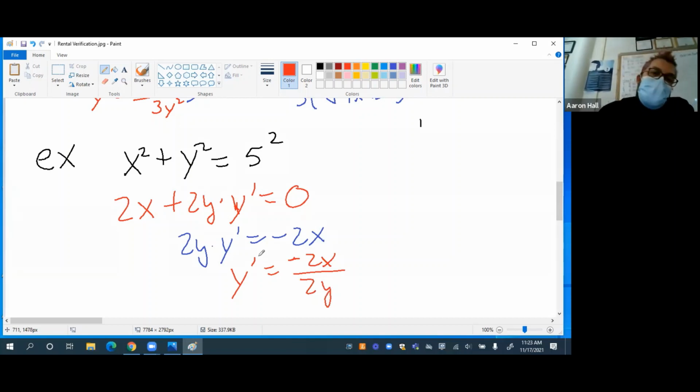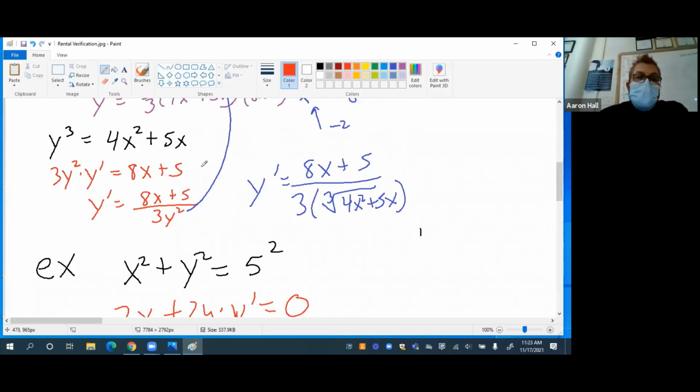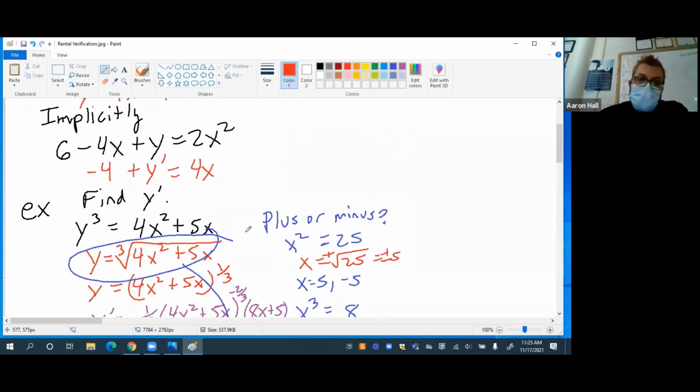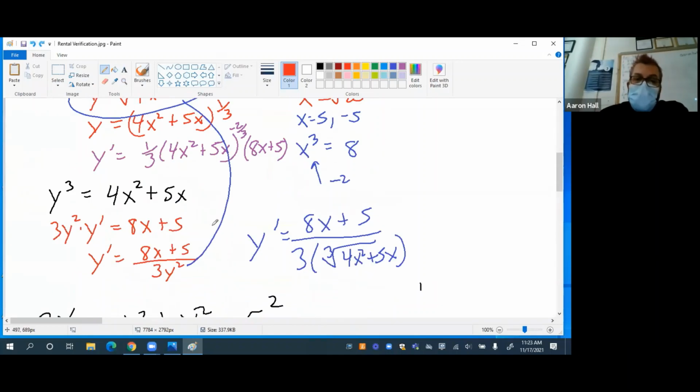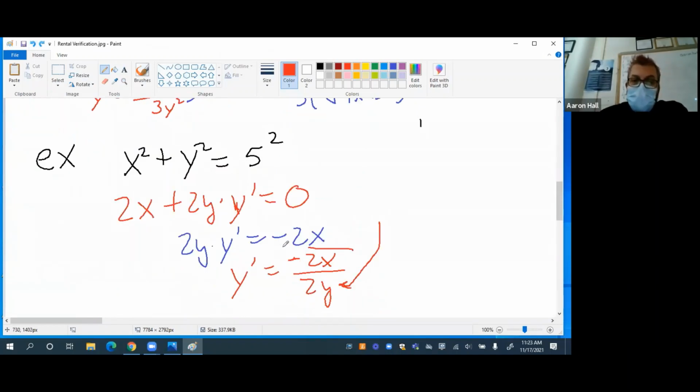Now, it might seem like before I said, well, let's solve for y to plug it into here. I actually don't care about that. I was just trying to show that solving implicitly gave us the same answer as solving explicitly. That was the whole point of doing that. I don't want you to solve for y. I just want you to stop here. Just stay here.